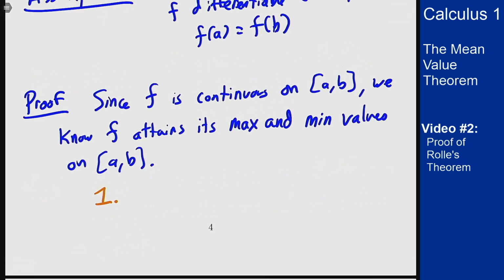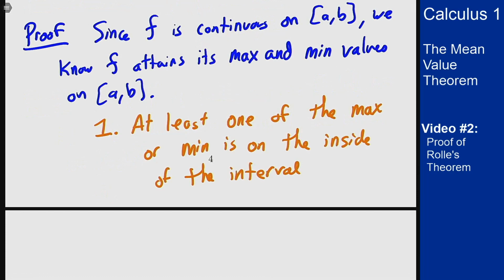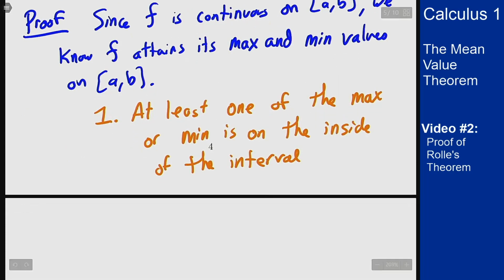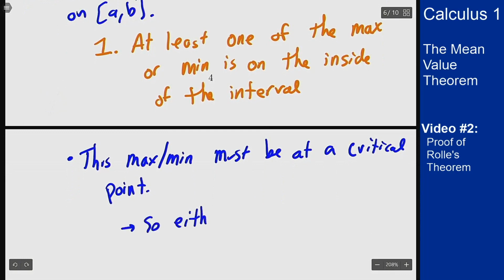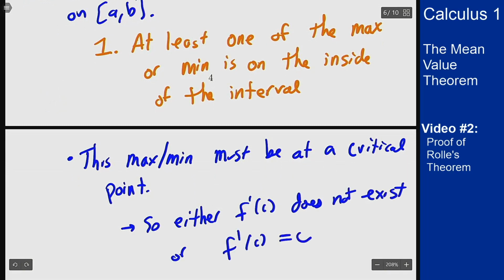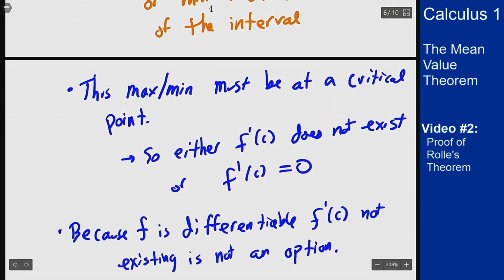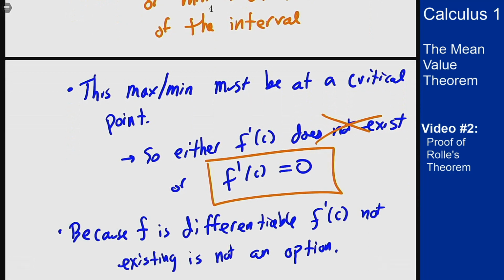Option 1 is that at least one of the max or min is on the inside of the interval. What happens here? In this case, we know that this max or min must be at a critical point, because that's how our local extreme value theorem worked. If it was inside, it had to be at a critical point. At this critical point, we either have that f'(c) does not exist, or f'(c) equals 0. But because my function f is differentiable everywhere, I know this not existing is not an option. Therefore, I can cross this one out, and I'm left with just f'(c) equaling 0, which is what I wanted to show.